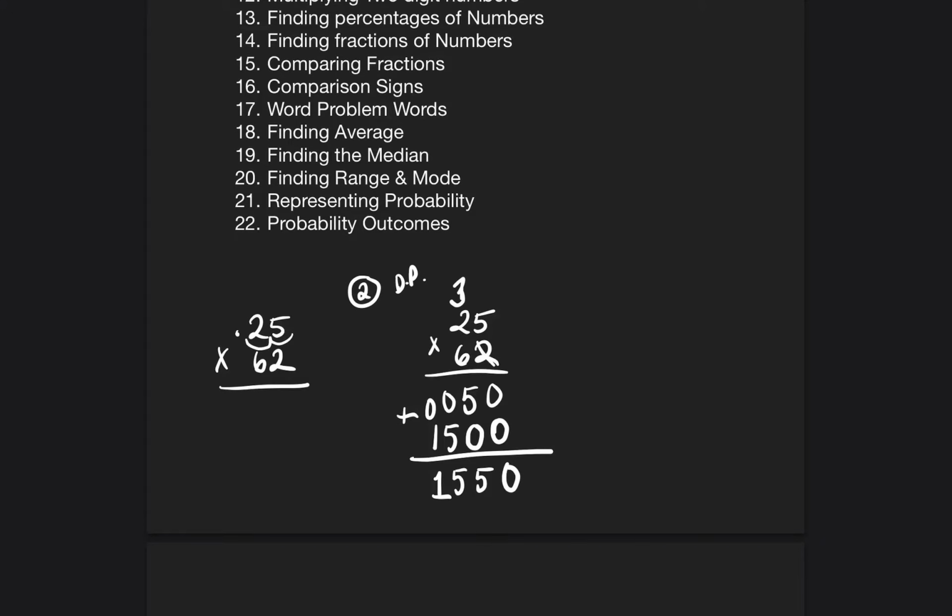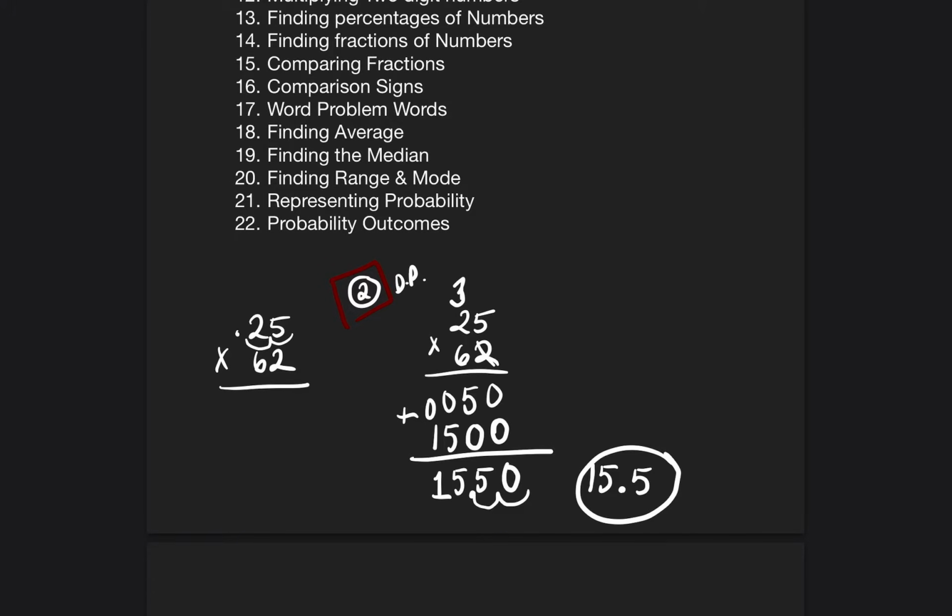And then remember, because I took out the decimal places, 2 of them, I have to replace the 2 decimal places. So I'm going to go ahead and put those back in my answer. So I'm going to go 1, 2, and that's where I'm going to place my decimal point. So my answer is going to be 15.5. So that's going to be my answer.